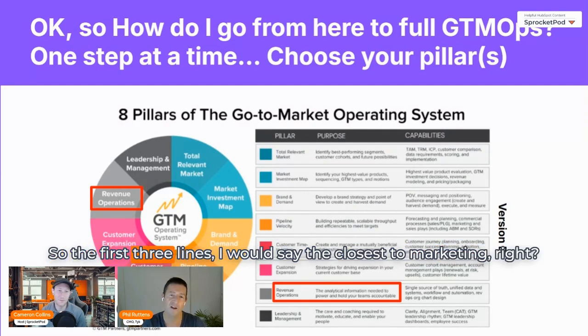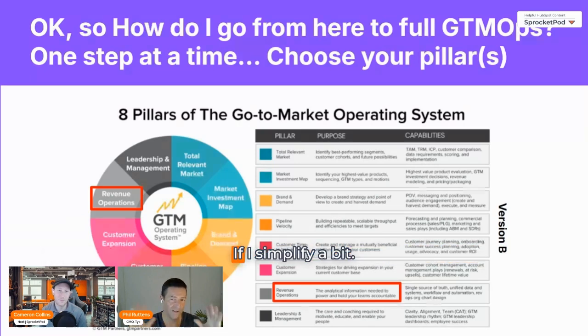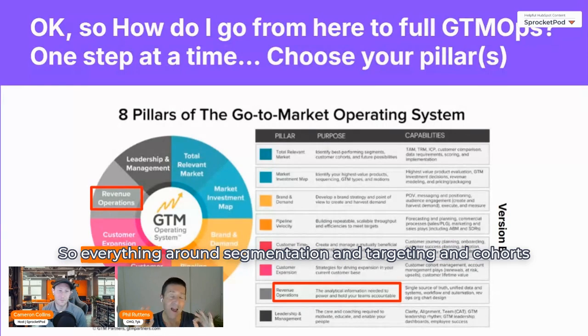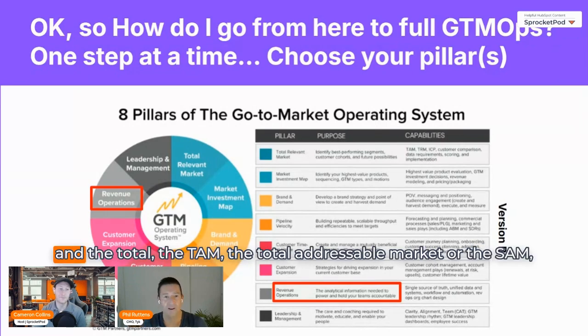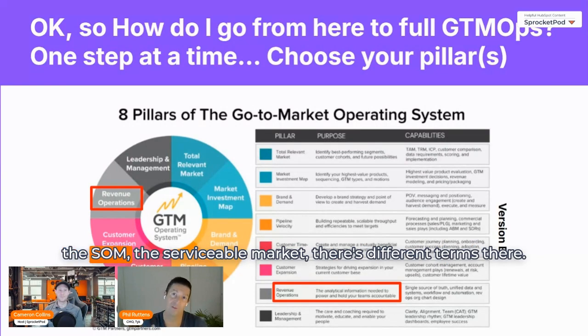So the first 3 lines, I would say the closest to marketing, right? If I simplify a bit. So everything around segmentation and targeting and cohorts and the total, the TAM, the total addressable market, or the SAM, the SOM, the serviceable market.